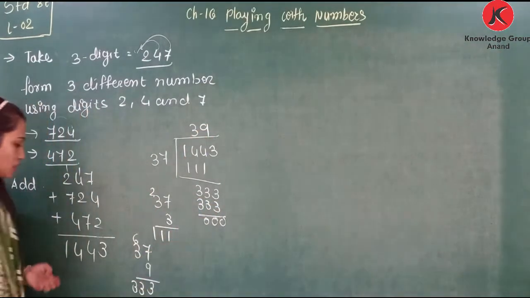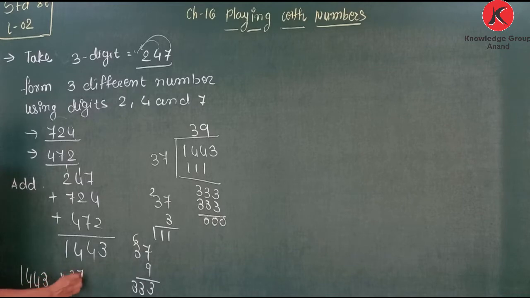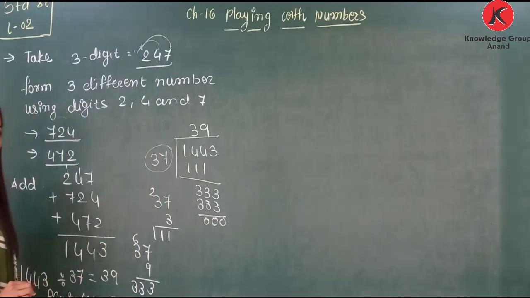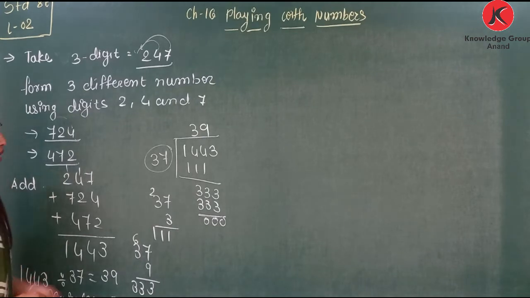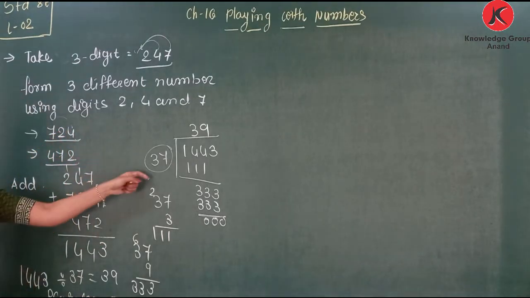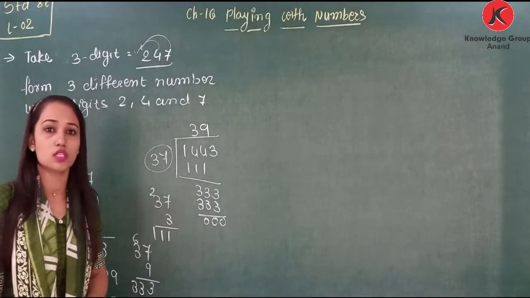So, if you divide 1443 by 37, you will get quotient 39 and remainder 0. Now, how can we show that it is divisible by 37? For that we need to write a generalized form. How can we say that if you take a three-digit number and form two more numbers from its digits, the sum will always be divisible by 37? To understand that, we need to take a generalized form.